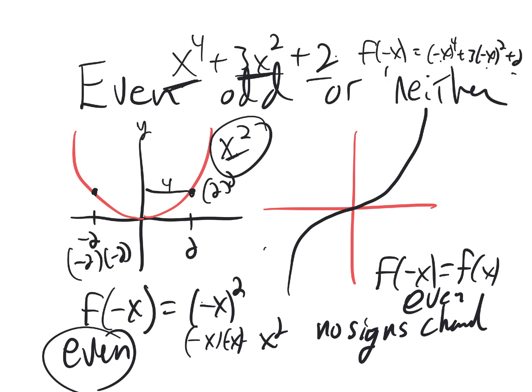Because technically, the 2 is 2x to the 0, and 0 is not even. Well, is 0 even? I don't think so. It's divisible by 2. It's a weird one. So that's the way to do it algebraically. And graphically also, if it's symmetric about the y-axis, it's definitely an even function.